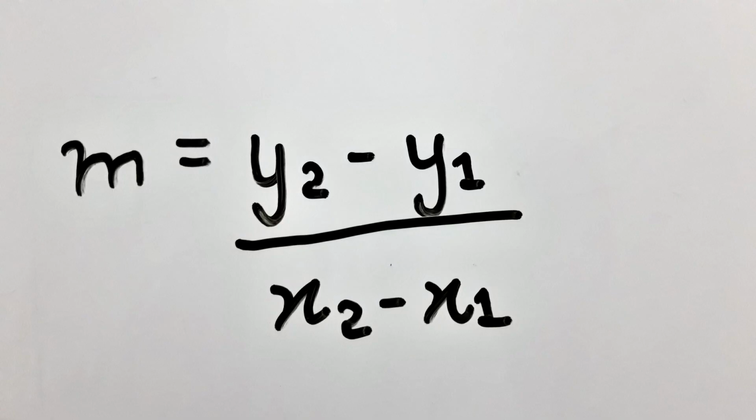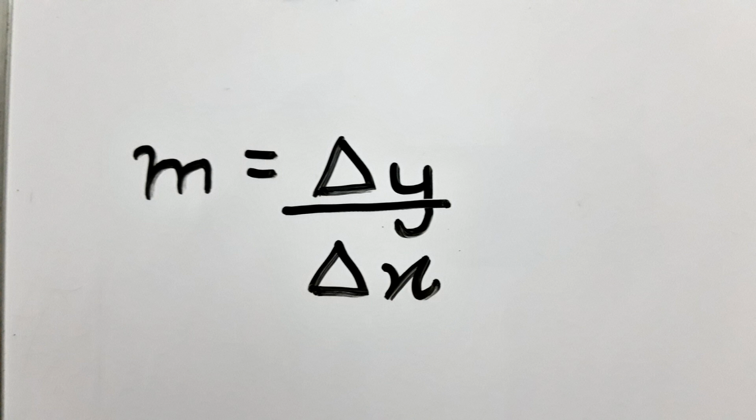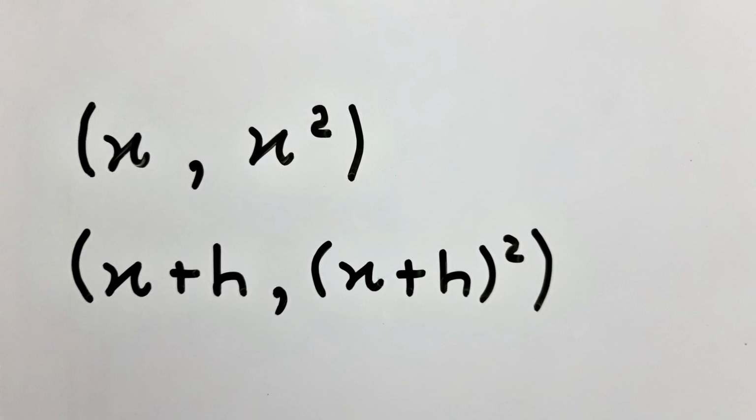Or known as y2 minus y1 over x2 minus x1 by some people. By the way, I prefer the delta form as it is more condensed and also looks better. Okay, so let's apply this formula to find the average rate of change of these 2 points, basically the gradient of this secant line. Let's write down both the coordinates first: x comma x square and x plus h comma x plus h whole square.